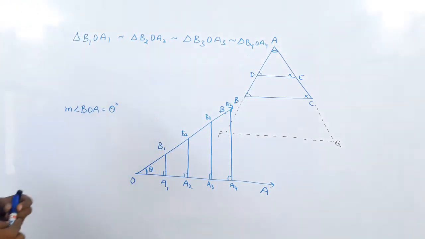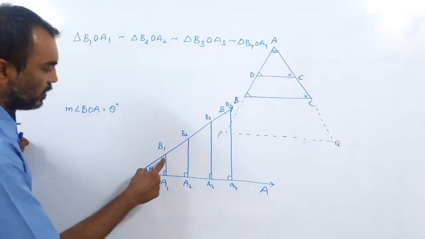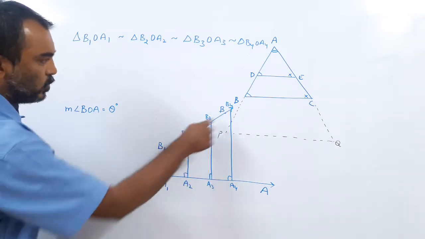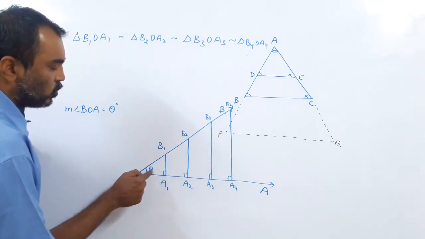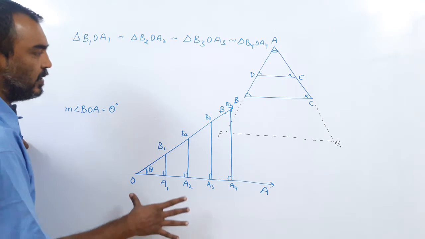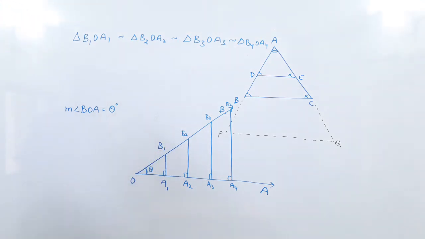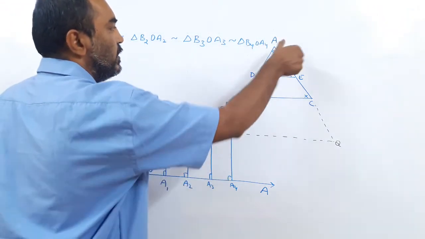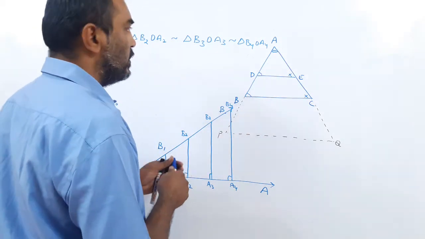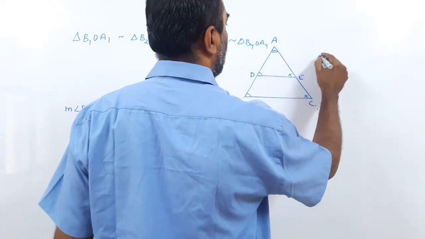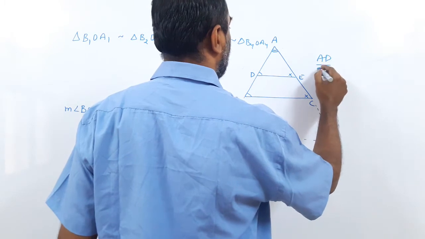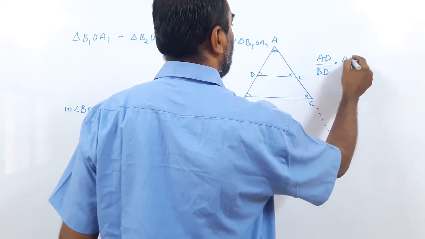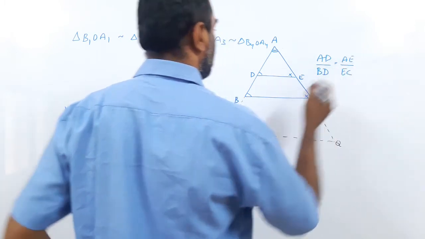And why is this similar? As you can see, this small triangle is similar to this big triangle also, because this angle is common to both and these two angles are 90 degree. By AA axiom, it is common. So what will you observe here? You know the ratio of the sides within AD upon DB equal to AE upon EC. In this similarity we have AD upon DB equal to AE upon EC.